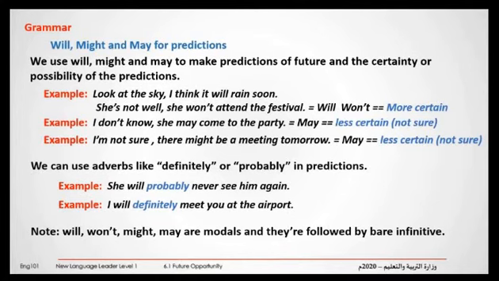Now, we look at our objective of grammar about the use of will, might, and may for predictions. We use will, might, and may to make predictions of the future and the certainty or possibility of the predictions. Example, look at the sky. I think it will rain soon. She is not well. She won't attend the festival. The use of will or won't makes the prediction more certain.